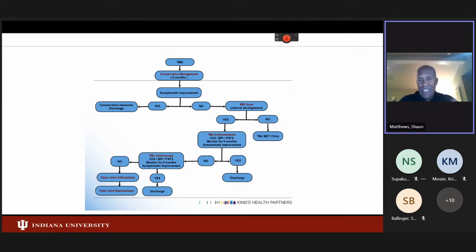And this is the algorithm in glorious Technicolor. I won't go through it again, but that's step by step as we've just been through it, from conservative to the end-stage total joint replacement.